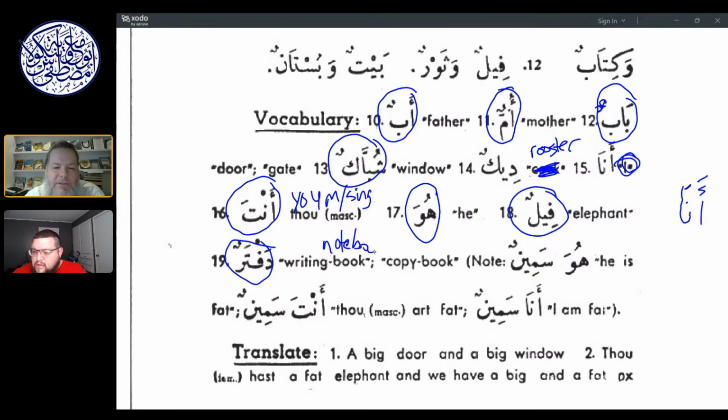Here it says writing book, copy book. Those are like old words they used to use. A teacher might ask you in the 50s or 60s, where's your copybook? Because you used to copy what was on the board, right? Your notebook. Today we say notebook.